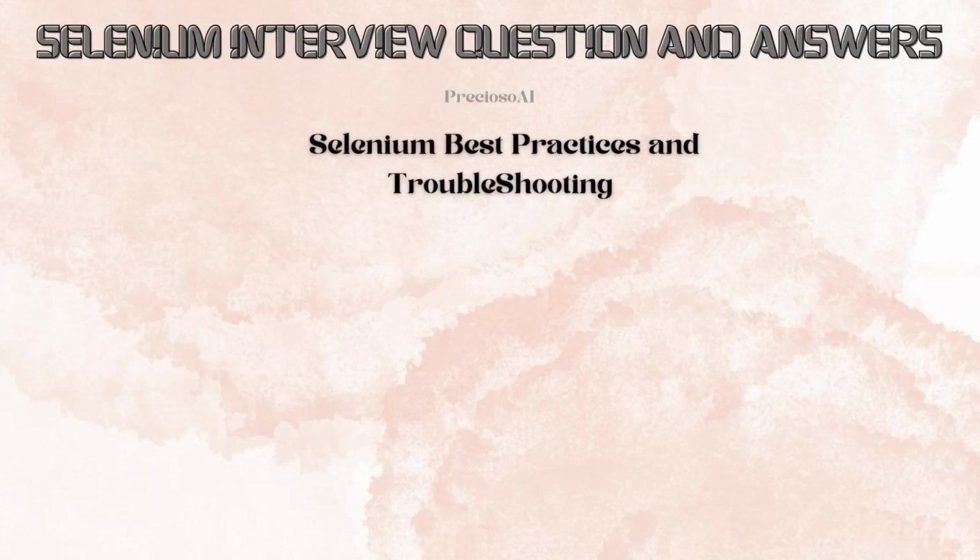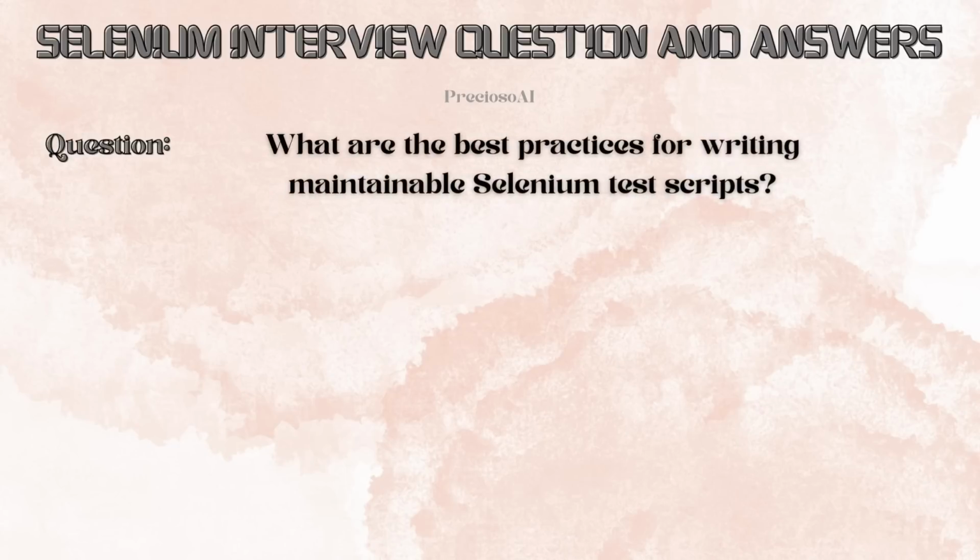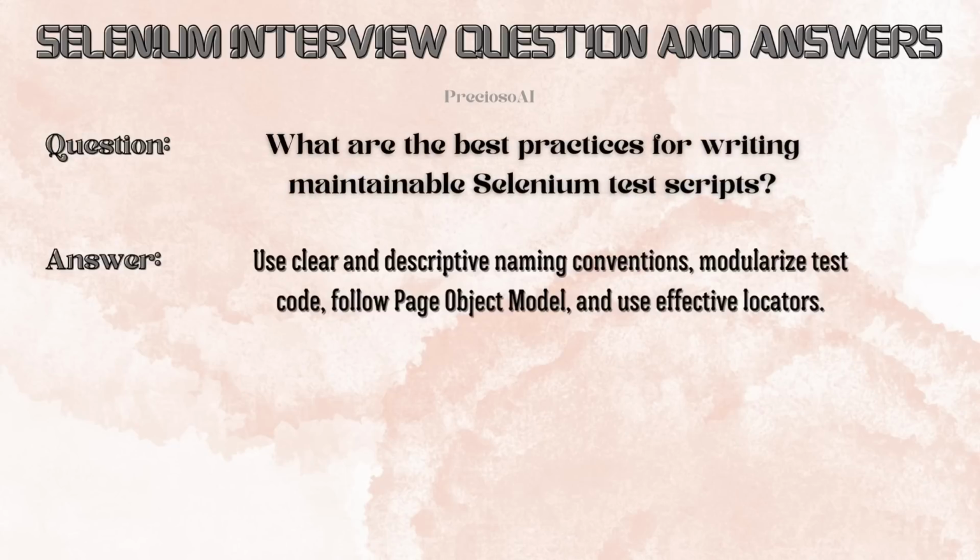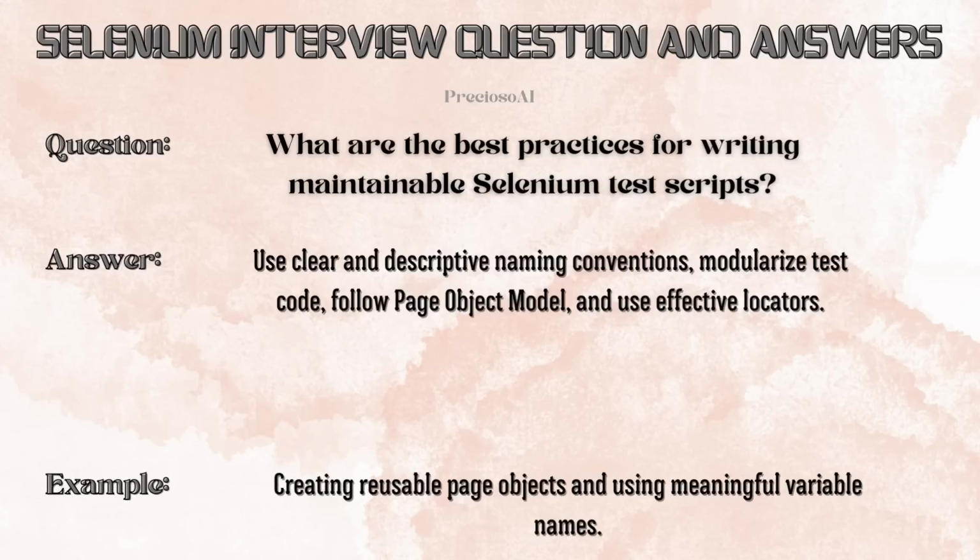Let's see the interview questions on Selenium Best Practices and Troubleshooting. Next question: what are the best practices for writing maintainable Selenium test scripts? And the answer is use clear and descriptive naming conventions, modularize test code, follow page object model, and use effective locators. For example, creating reusable page objects and using meaningful variable names.